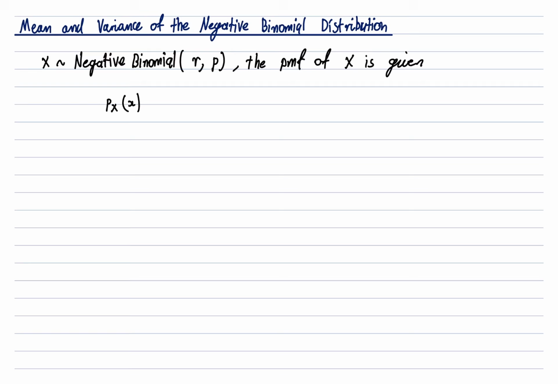P_X(x) is equal to (x plus r minus 1 choose r minus 1), p to the power of r, 1 minus p to the power of x, where of course x can take values of 0, 1, 2, all the way to infinity.